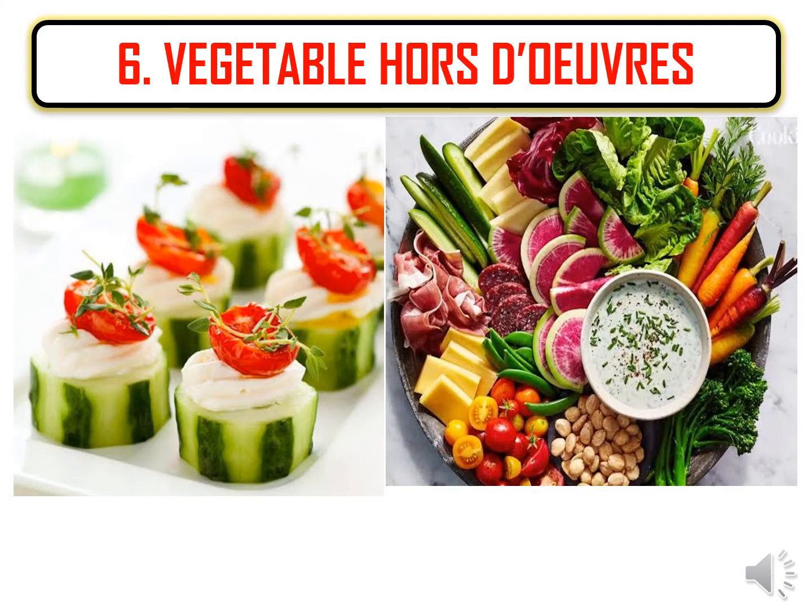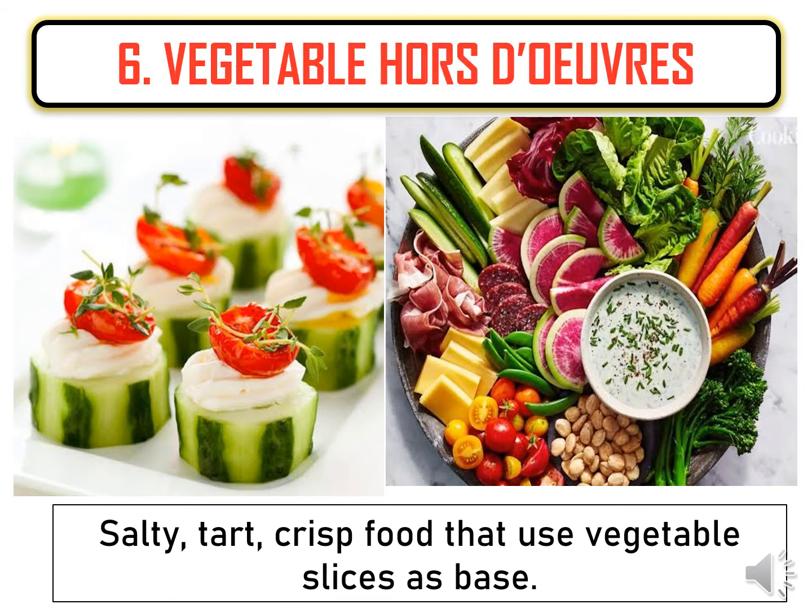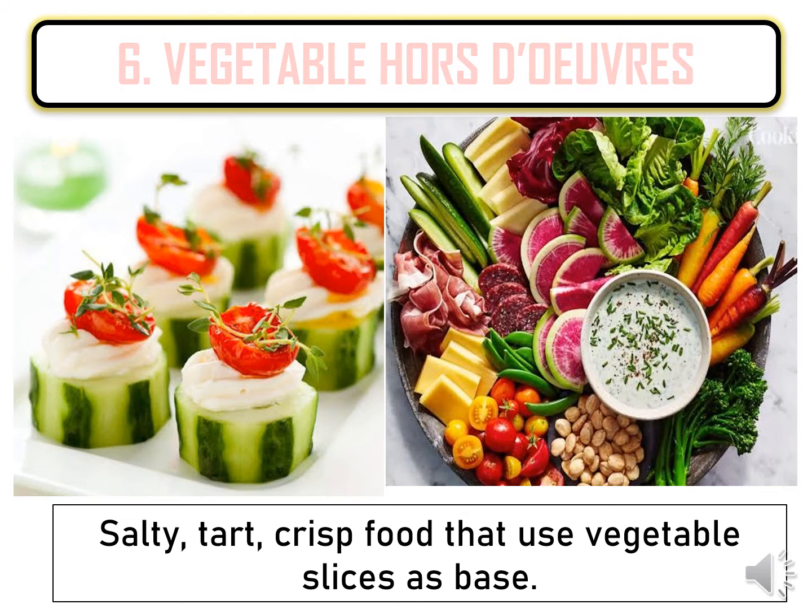Next, number 6, we have vegetable hors d'oeuvres. Vegetable hors d'oeuvres are salty, tart, crisp food that use vegetable slices as base. So they differ slightly from most canapés, which use bread or crackers as the base. But the spread, the toppings, and the garnish are more or less similar. Examples of these appetizers include celery stalks, eggplants, and lettuce.